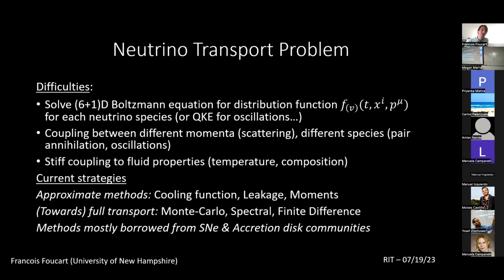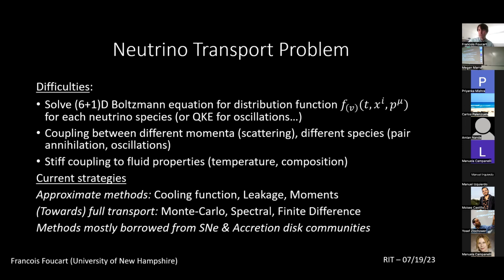And not only is it a high dimensional problem, but on top of that, you have a coupling between very different parts of the parameter space, between different momenta through scattering, between different species through oscillations and pair annihilation, and a very stiff coupling through the temperature and the composition of the fluid, which requires a lot of care in the time-stepping method that you are using when you jointly evolve the neutrinos in the fluid, as Chris already mentioned as well. Right. So in merger simulation so far, neutrinos have been included in a variety of ways, most of them making some significant approximations in the treatment of Boltzmann's equation.